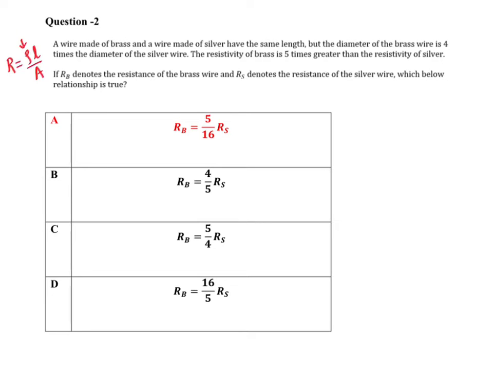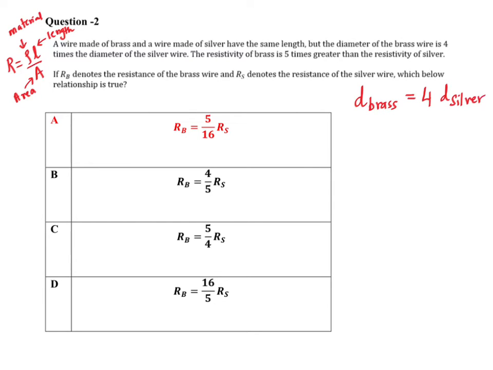The first step is to know that the resistance is related to resistivity, length and area by this formula, where R is for resistance, rho is for the resistivity of the material, so it depends on the material, L is the length and A is the area of cross section.